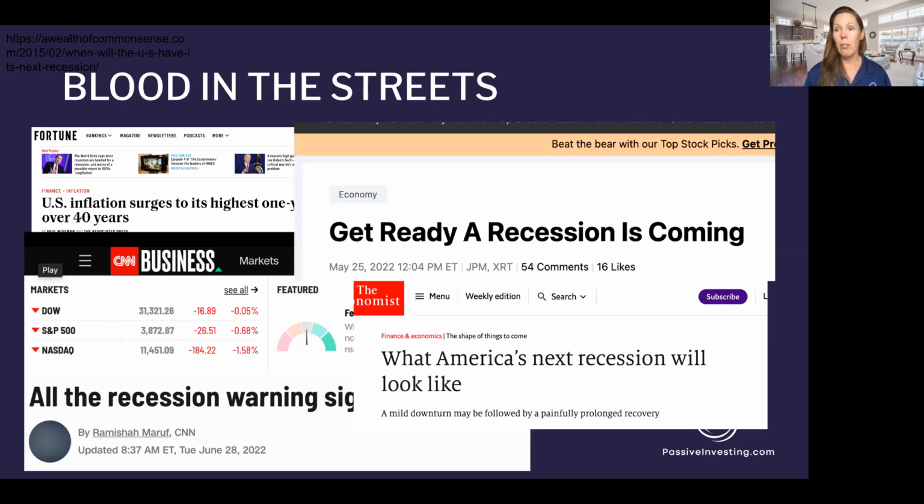I'm not going to sugarcoat this for you. Inflation is high. It's probably higher than what the government is disclosing. You know, GDP is down. It's probably lower than what the government is disclosing.